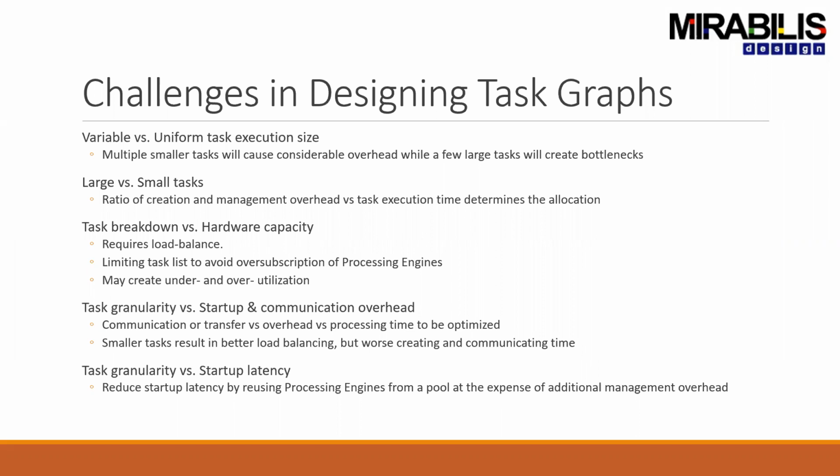Now, the granularity of the tasks is based on a few different elements. It can be your communication or transfer overhead, the overhead of moving from one task to another task, caching, identification of the next task, things like that, versus the most important thing, which is the actual processing itself. Smaller tasks result in better load balancing, but of course the overhead is significant.